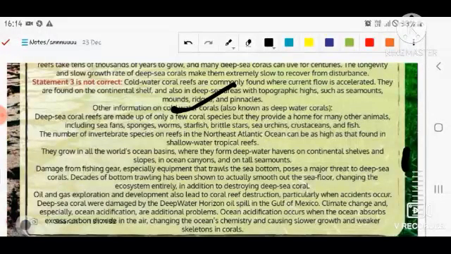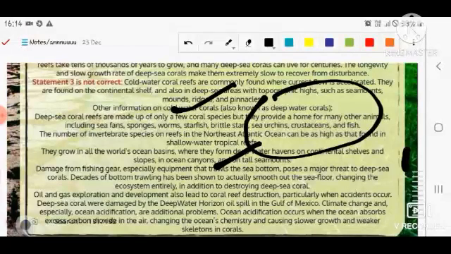Damage from fishing gear, specifically the equipment that trawls the sea bottom, poses a major threat. We are using trawls for capturing fish, and basically this is done by Japan and India, or southern India, you can say. They are using big trawls, and the whole diversity that took about a century to form, because of its slow growth, is obstructed and destroyed by the trawl.